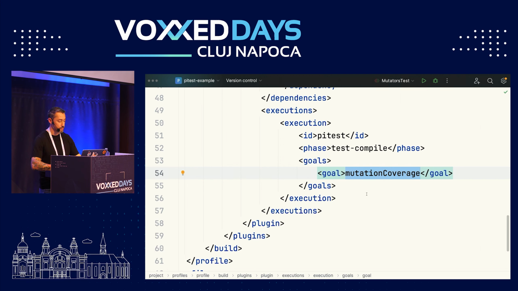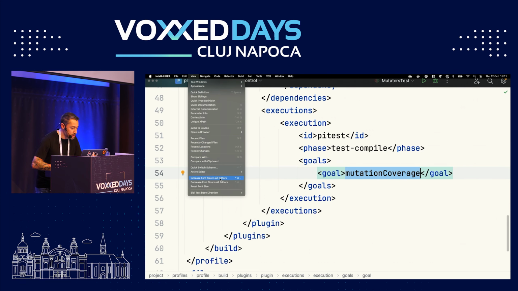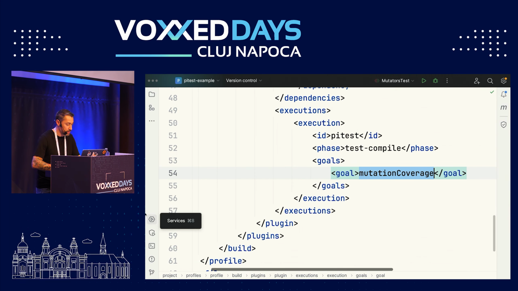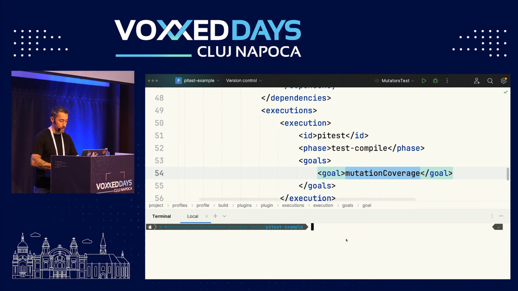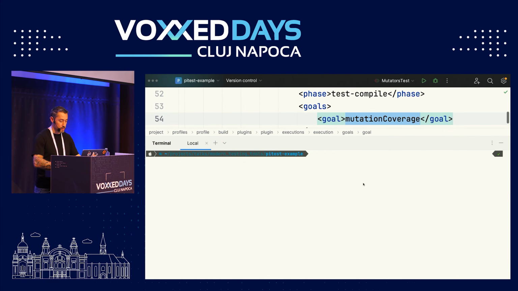So what I will do, I will show my terminal view. Can you view my terminal here? Ah, here. And I will run mvn test compile, and I will use the profile PiTest, okay? This will trigger this tool.